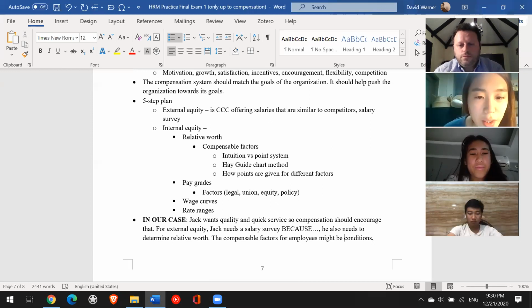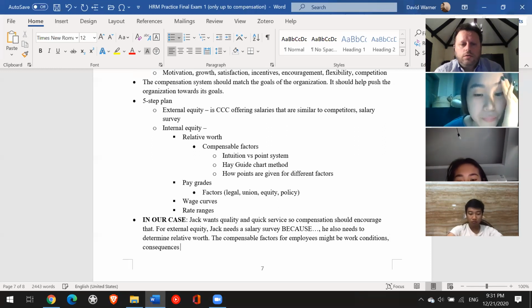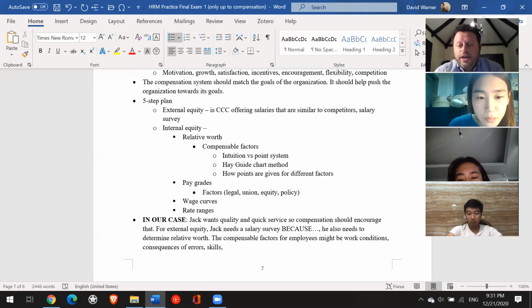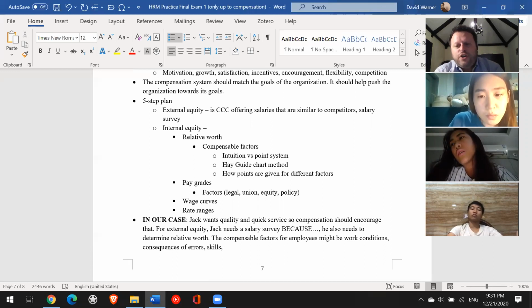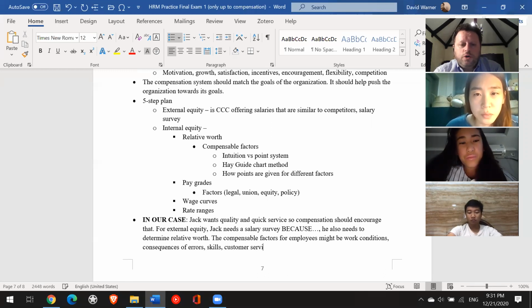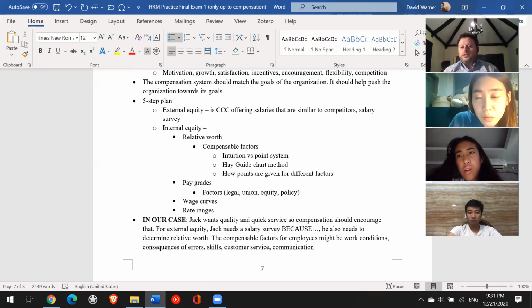So then maybe in here, the consequences of the errors can be one of the compensable factors. Sure. I would probably also say something like skills required, because if you can wash clothes, you might not know how to use the pressing machine or the cash register. Skills difficulty, I probably wouldn't put, because they're all not that difficult. I might put customer service or communication, because if you're washing clothes, you don't need to talk to anybody.